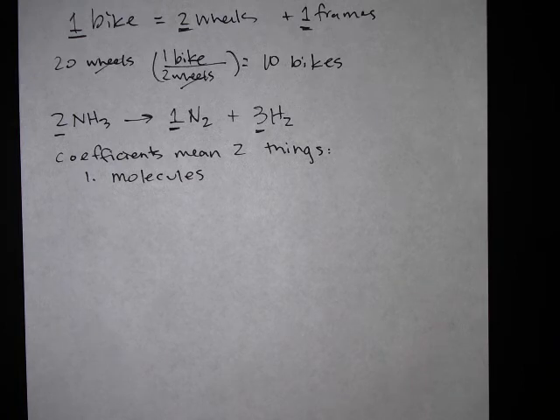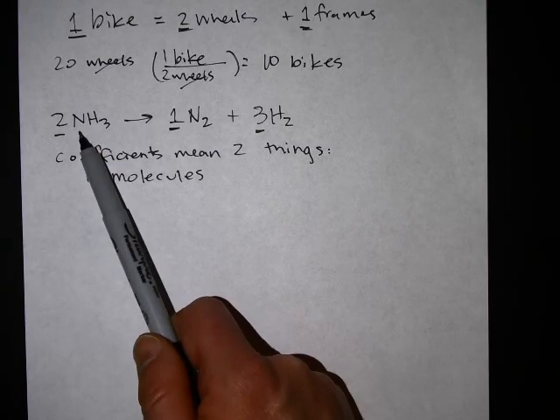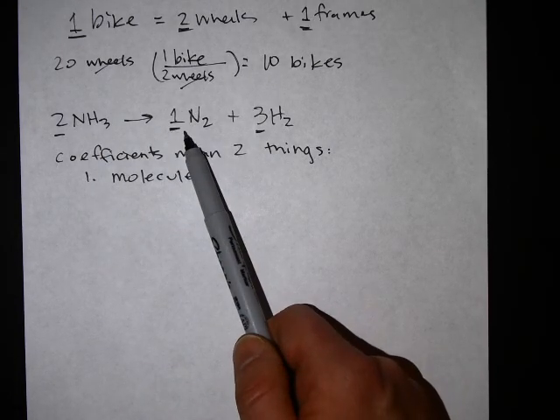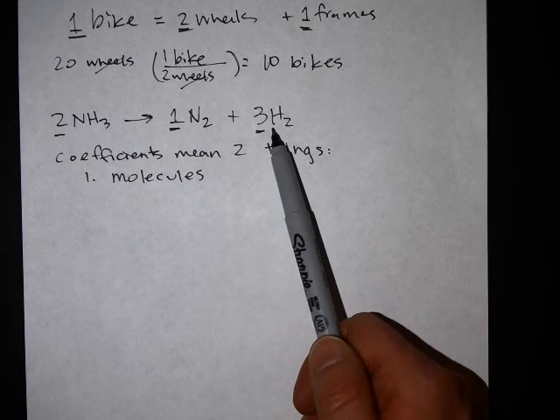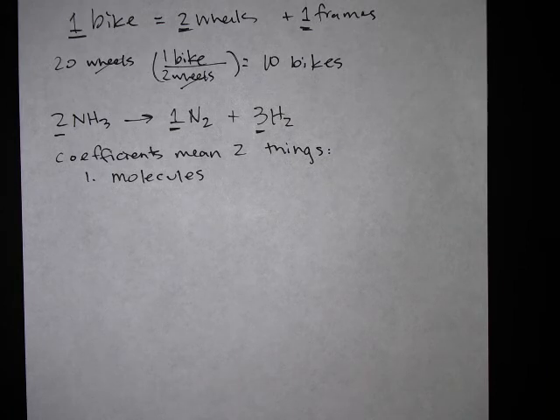So if you're reading this reaction in your head, at least when I read this reaction, I always say 2 molecules of ammonia decompose to produce 1 molecule of nitrogen and 3 molecules of hydrogen. That's the ratio in which it happens. Just like the bike example above takes 2 wheels and 1 frame to make 1 bike, or if 1 bike broke apart, then it would produce 2 wheels and 1 frame. Same thing here. 2 ammonias always produce 1 nitrogen and 3 hydrogens. That's how you should read that.